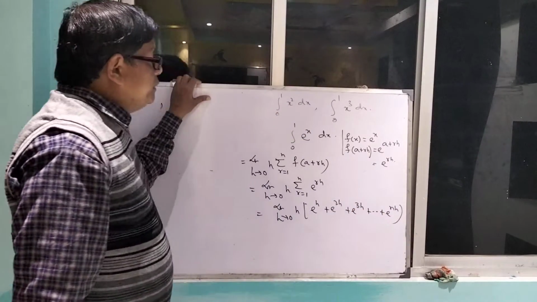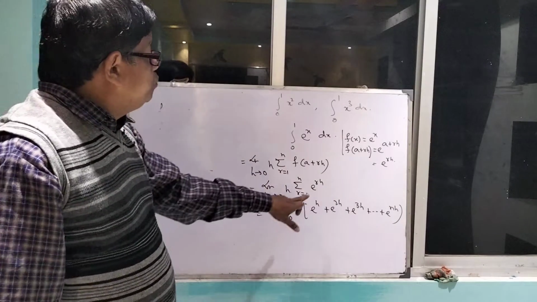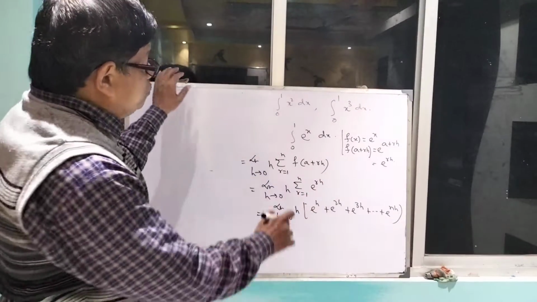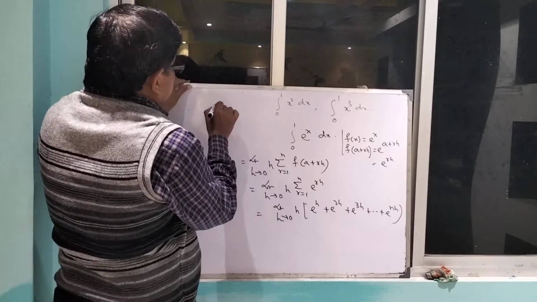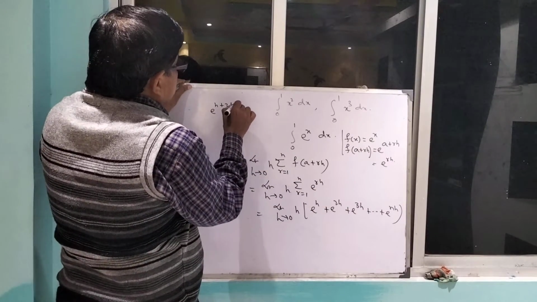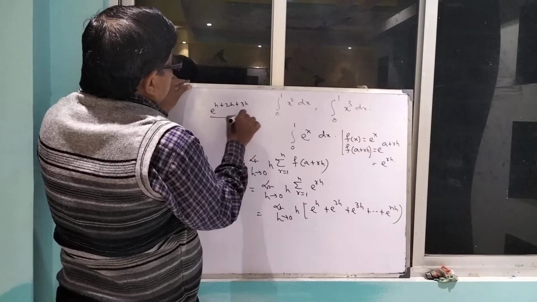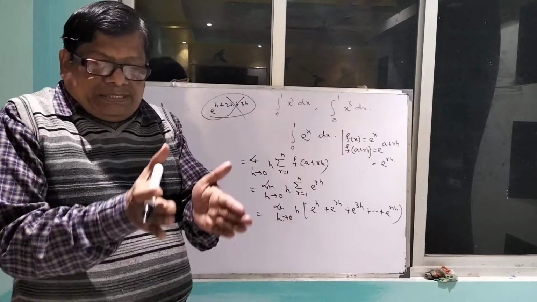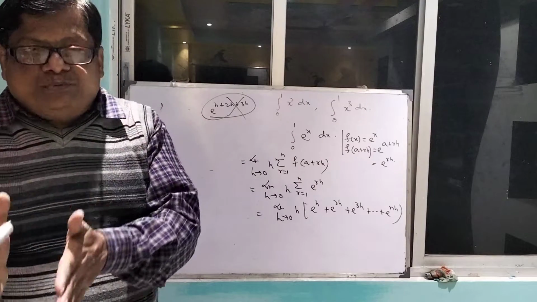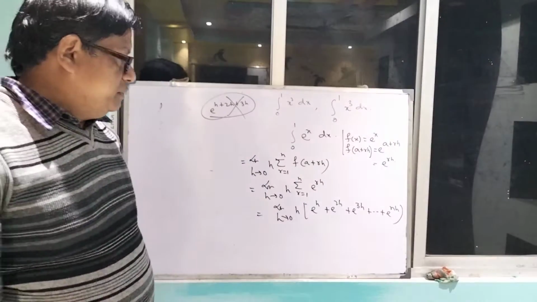Now children, let's look at here. Few students write like that. Don't write, this is wrong. Just write e to the power h like that. Don't write, this is wrong. Understood? In summation, first put 1, then put 2, then 3, then 4, like that.